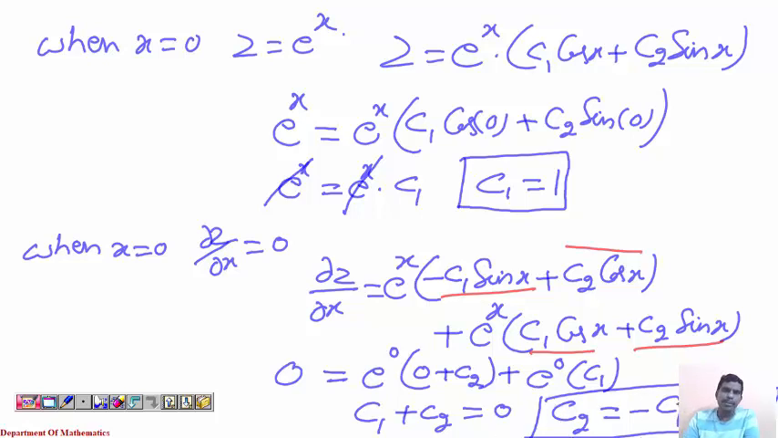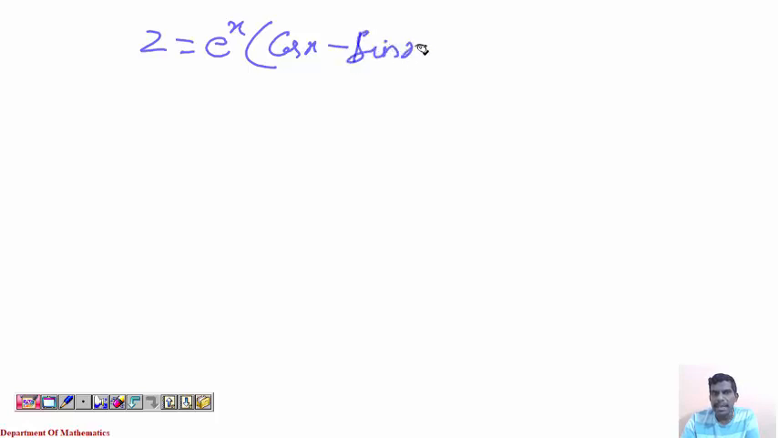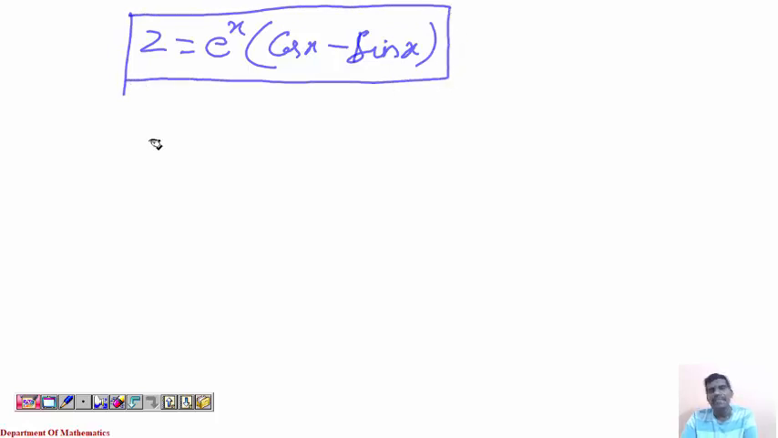Now, we substitute both the values in the solution. I can write this as z is equal to e to the power of x into, c1 being 1, cos x, and c2 being minus 1, sin x. And this is our complete solution of the given homogeneous partial differential equation under the given conditions. This is the way you have to solve the homogeneous differential equation.